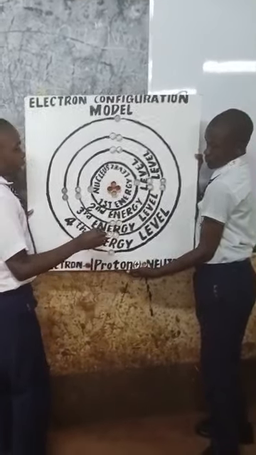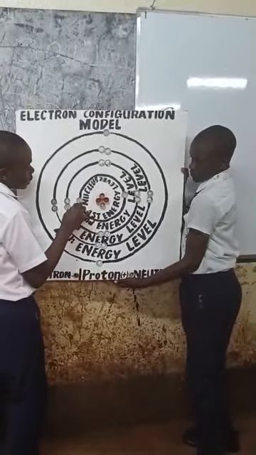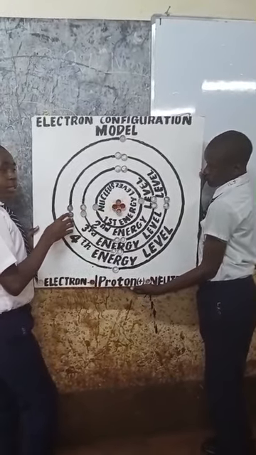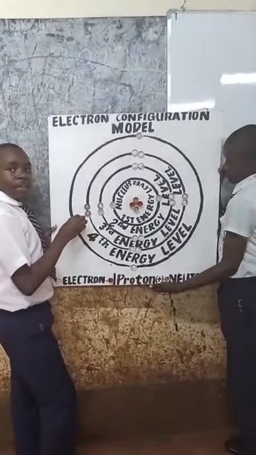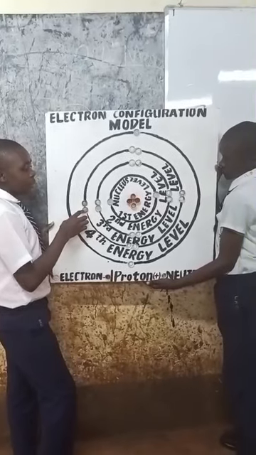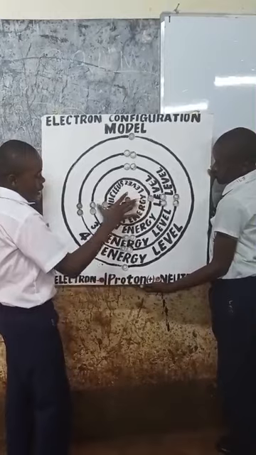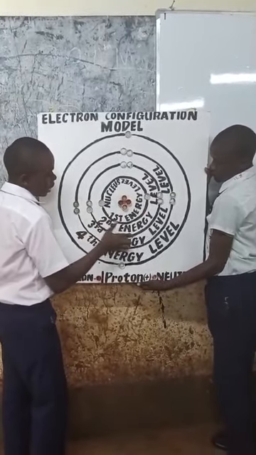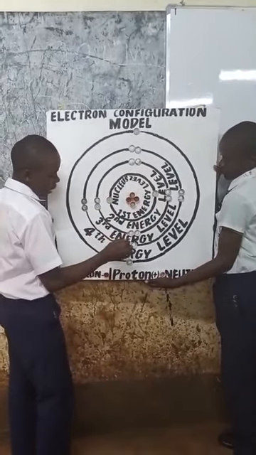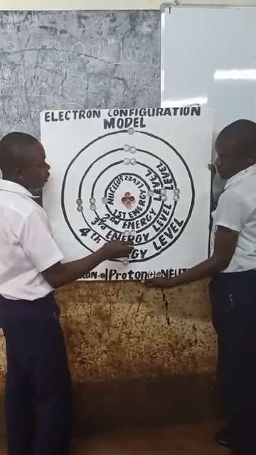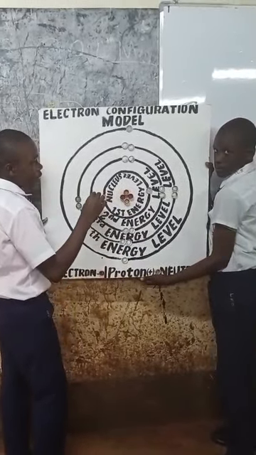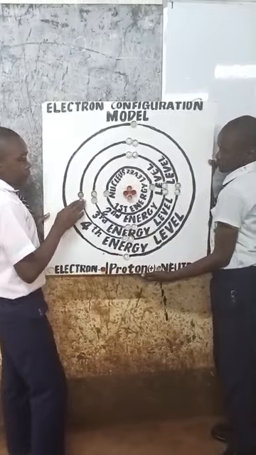11 is sodium. Sodium has 11 electrons: 2 in the first energy level, 8 in the second energy level, and 1 in the third energy level. Ignoring all these others, it forms sodium.